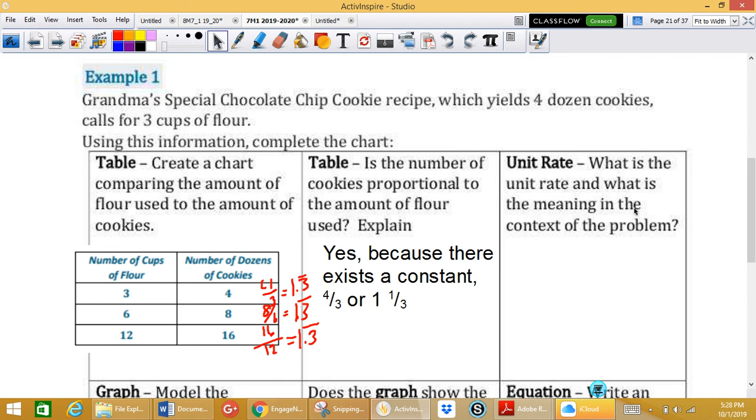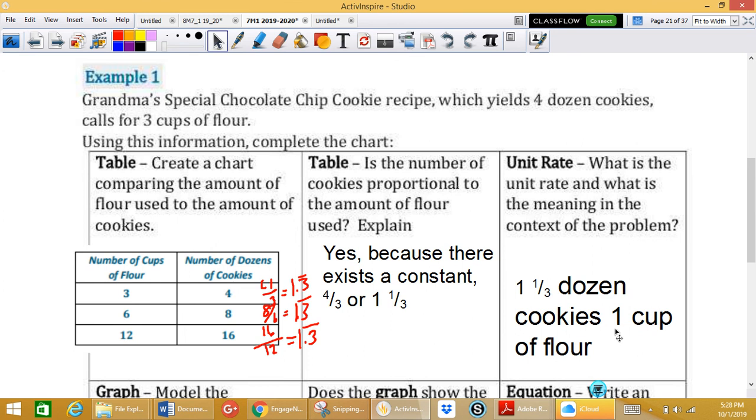What is the unit rate and what does it mean in the context of the problem? The unit rate is 1 1/3 dozen cookies for 1 cup of flour. So you have 1 1/3 over 1.